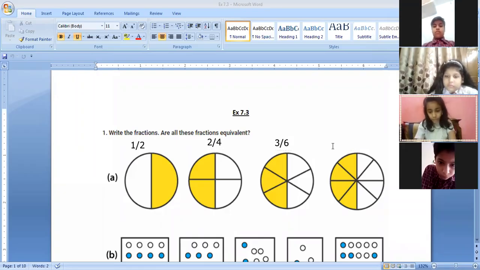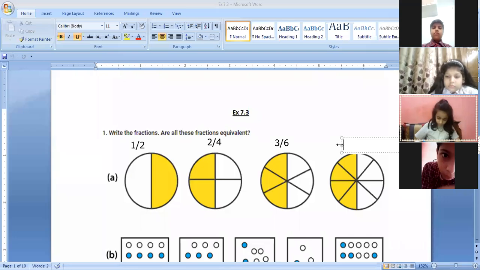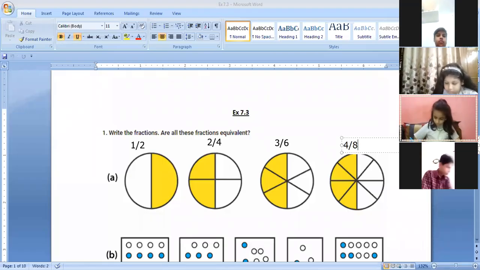Now this last one. How many total parts? Yes, 4 by 8. That's right, Chehek, Kanish, Arav. It's not 4 by 4, it should be 4 by 8. Total number of parts are 8. So write down this answer in your book, all of you. 4 by 8.